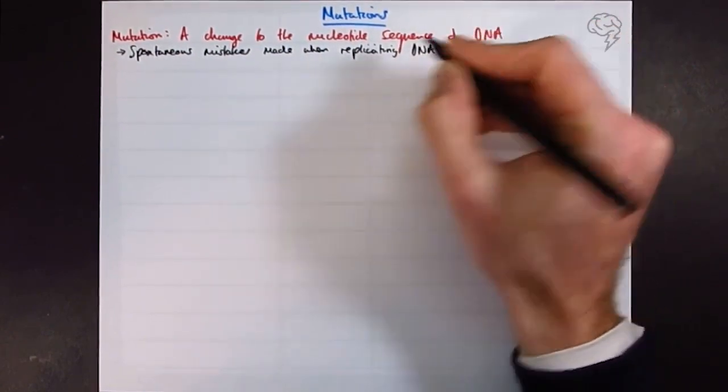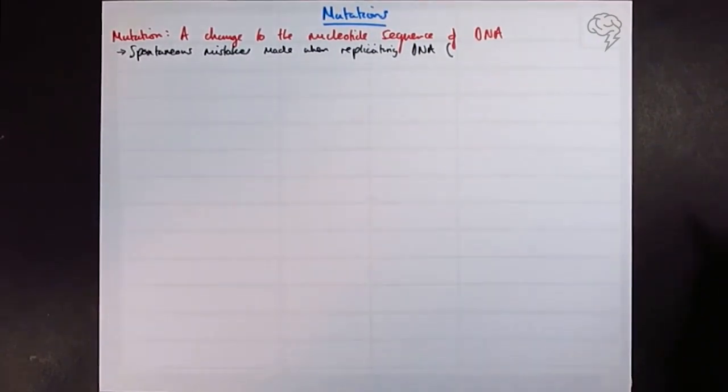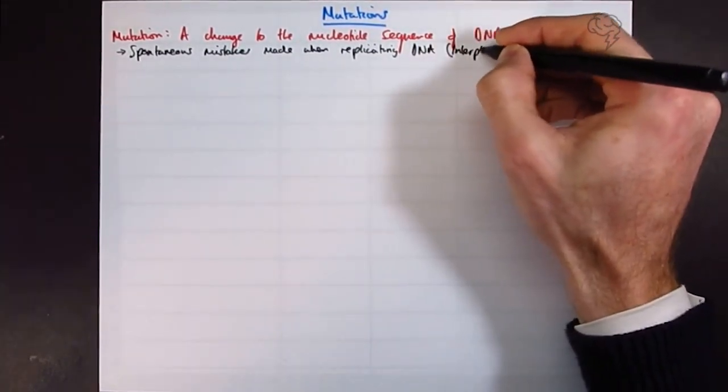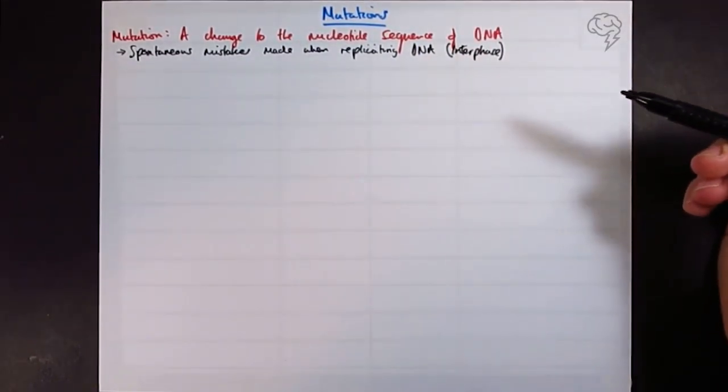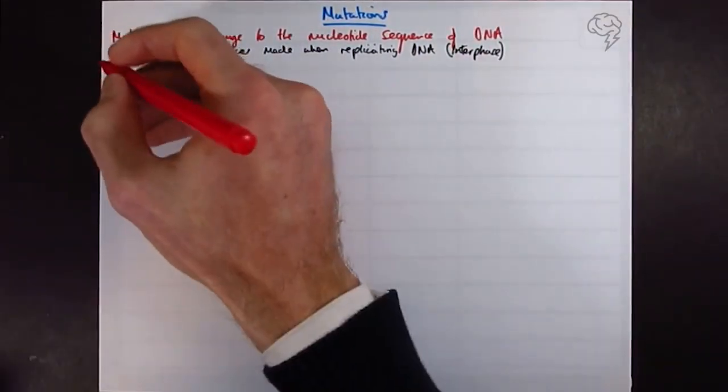Most commonly, they're going to ask you when, or which phase of the cell cycle, does this happen in? Well, that's going to be interphase. The reason is that this is when DNA replication takes place, and it's also the longest phase of the cell cycle.